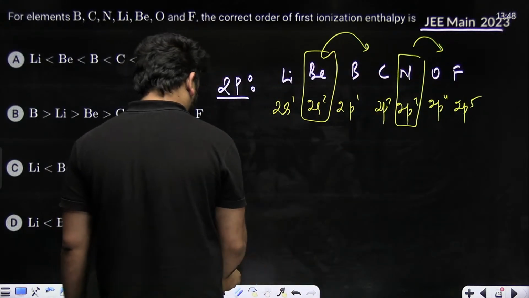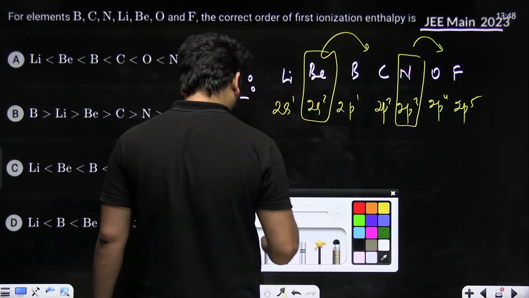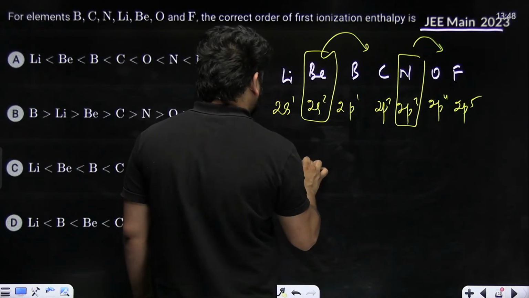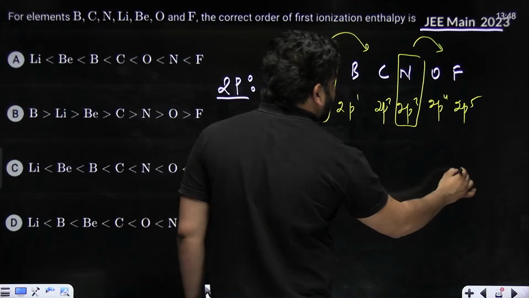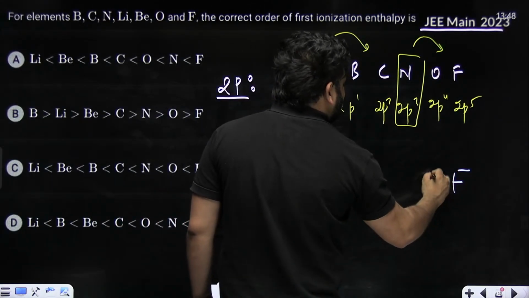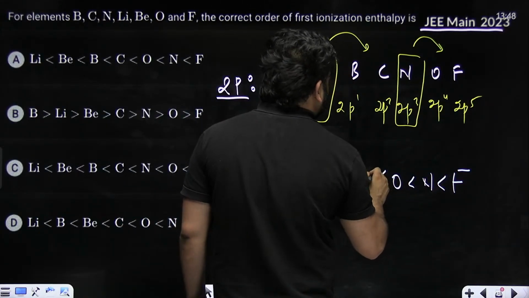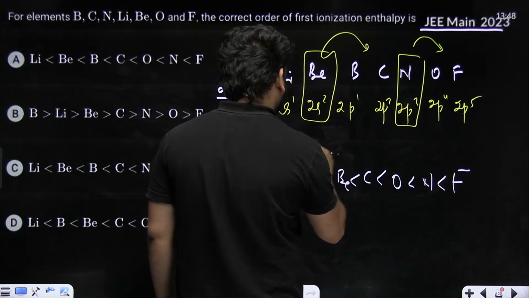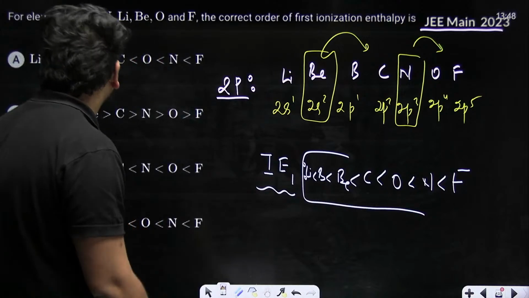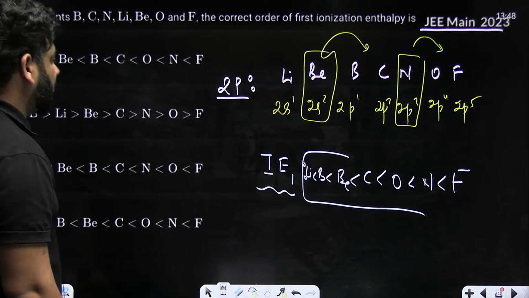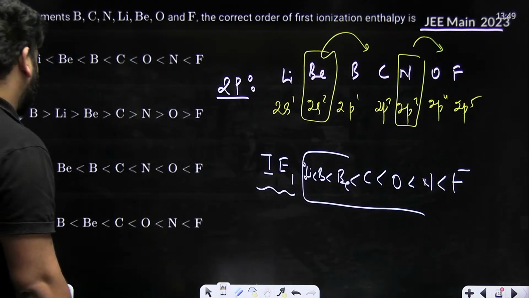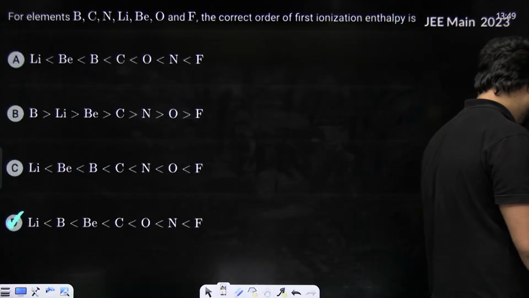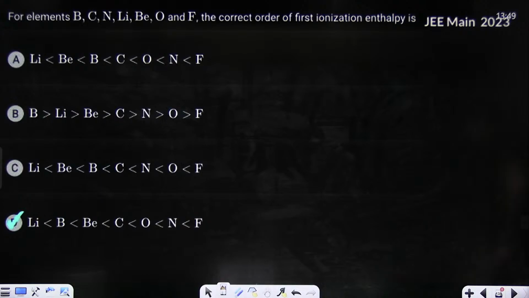So let us write the exact correct order. The most will be for fluorine, then nitrogen, then oxygen, then carbon, then beryllium, then boron, and then lithium. This is the order: fluorine, nitrogen, oxygen, carbon, beryllium. I think this is the correct answer. D. D is the correct answer.